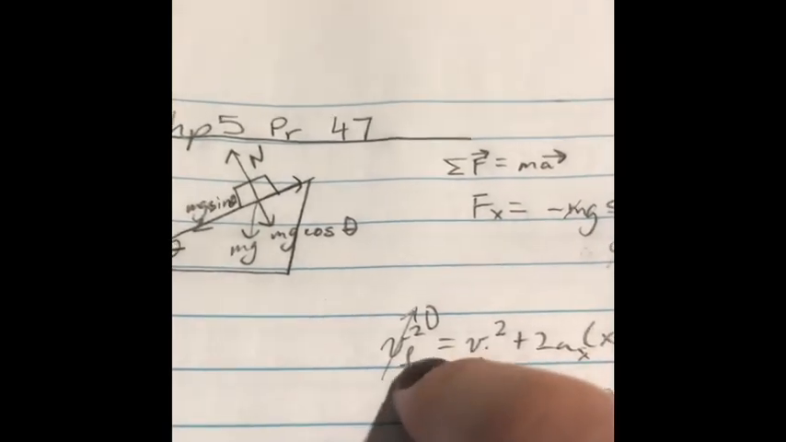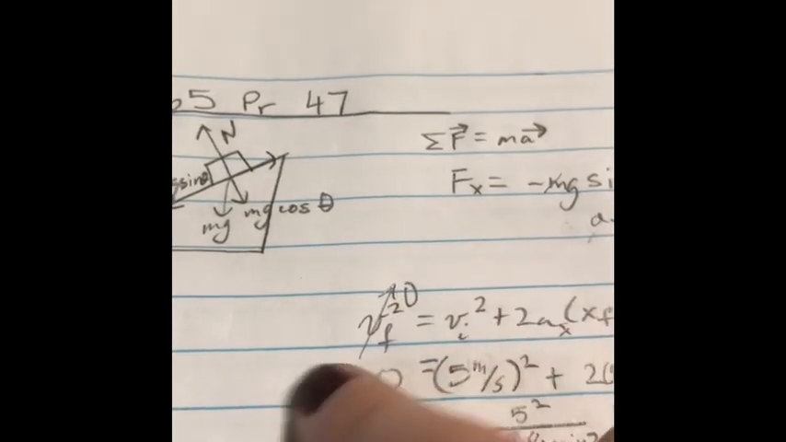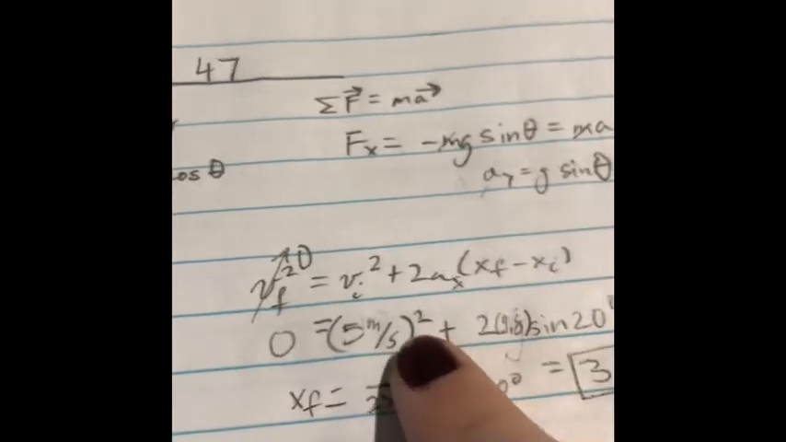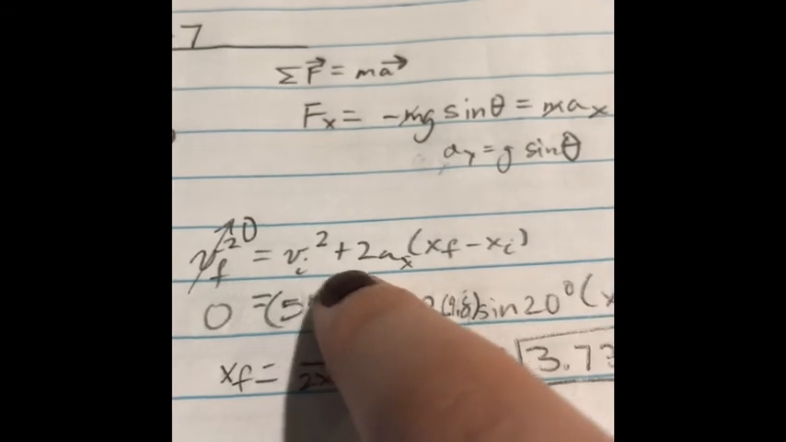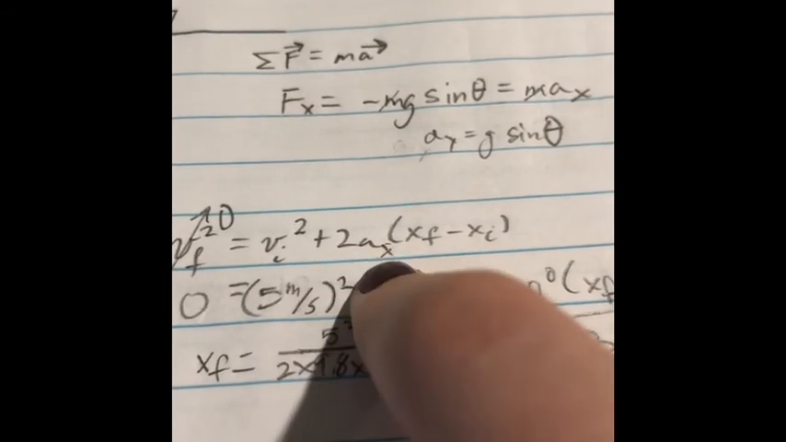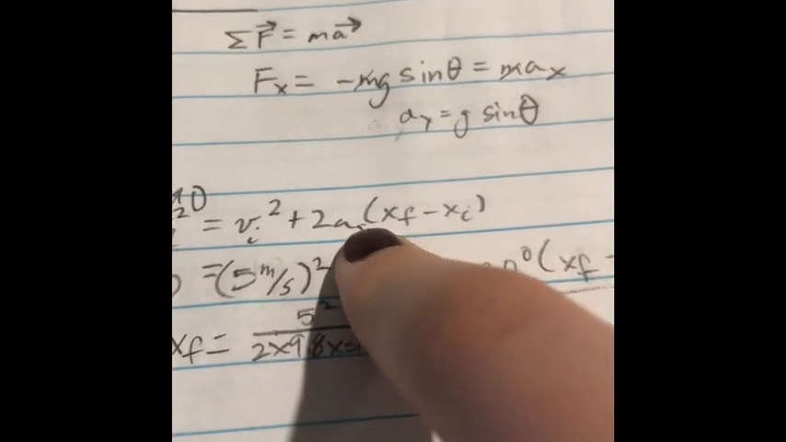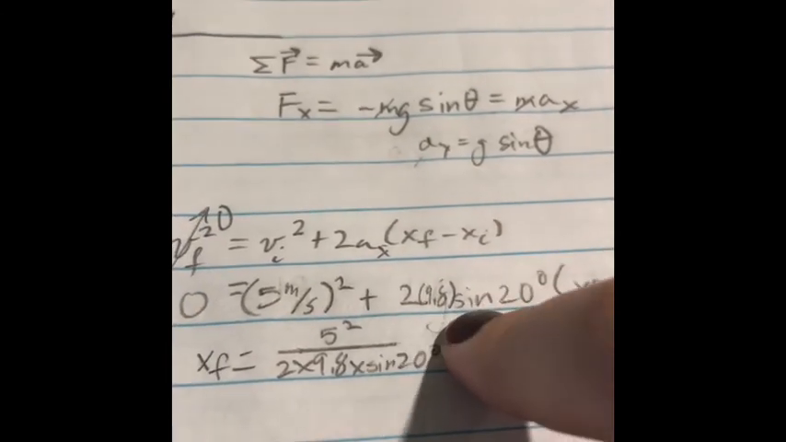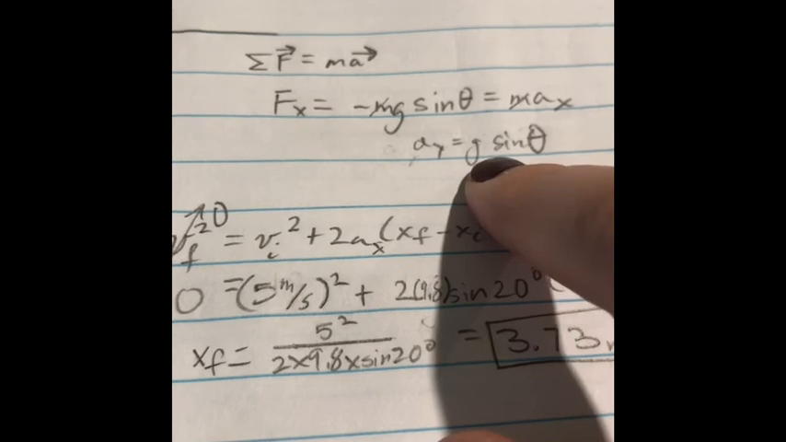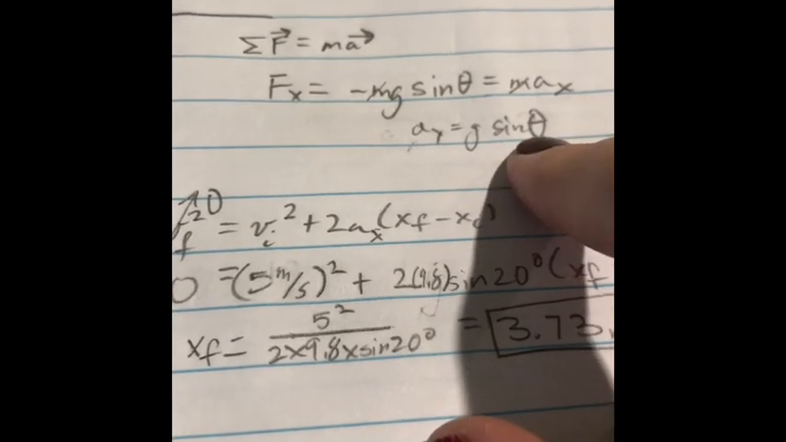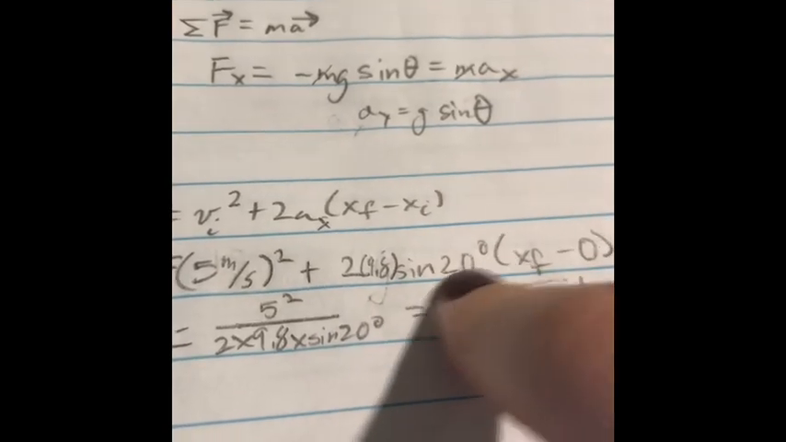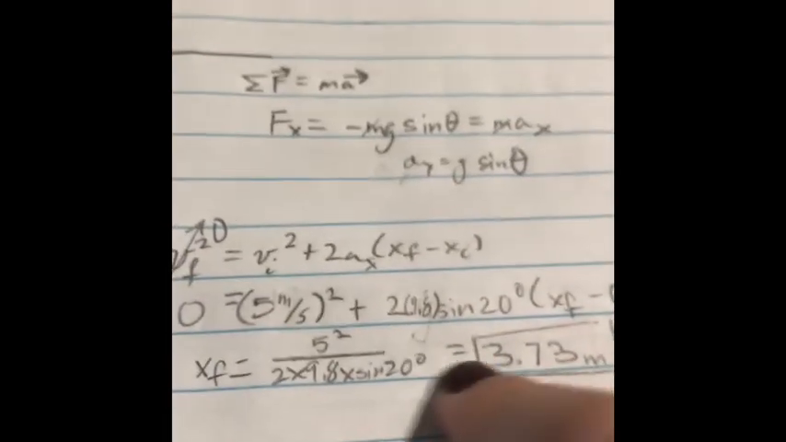So this is going to be the velocity squared, which is going to be a 0 because it comes to rest. The initial velocity is the 5 meters per second, which was given. And then there's going to be 2 times the acceleration in the direction, which is going to be the gravity times sine of theta. This is a negative 9.8 sine of theta times 2. This is a negative number.